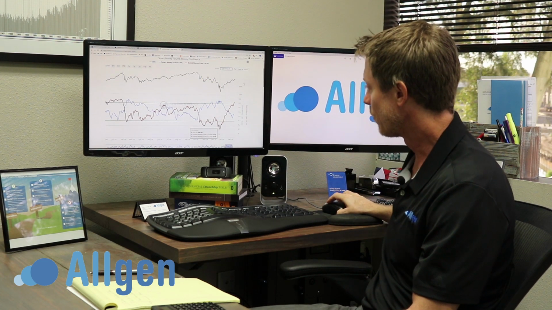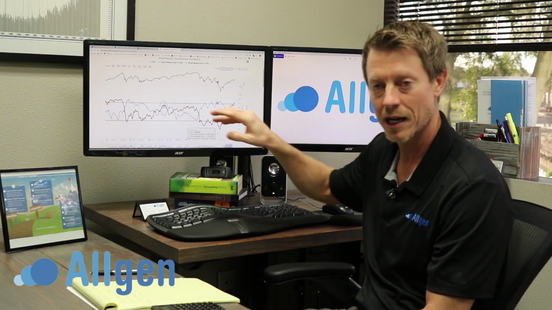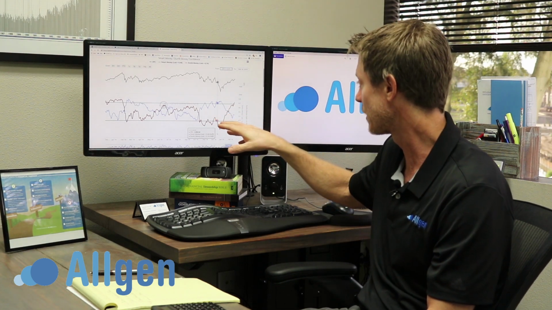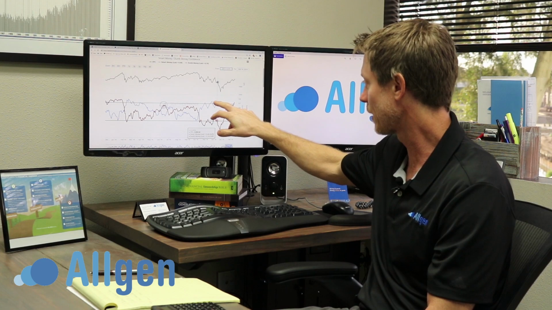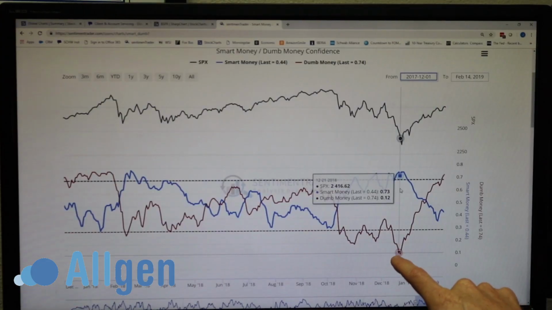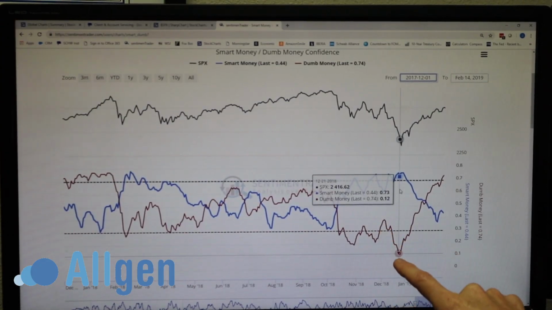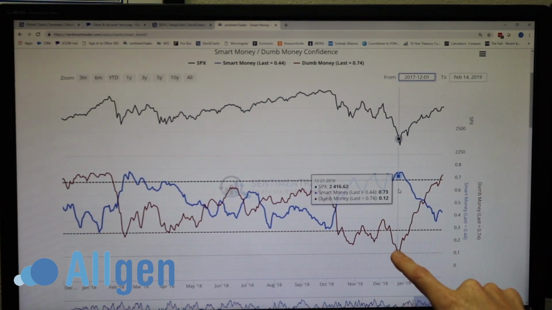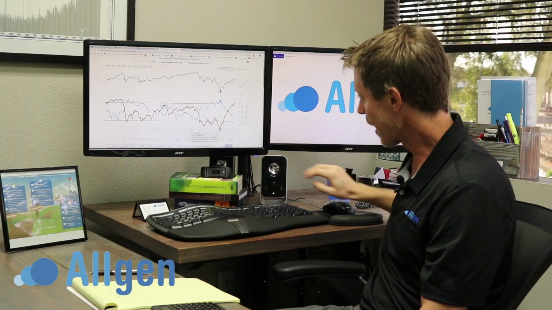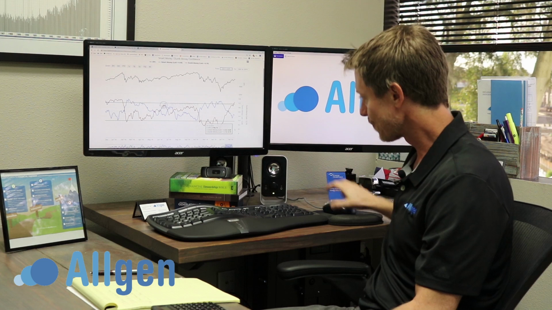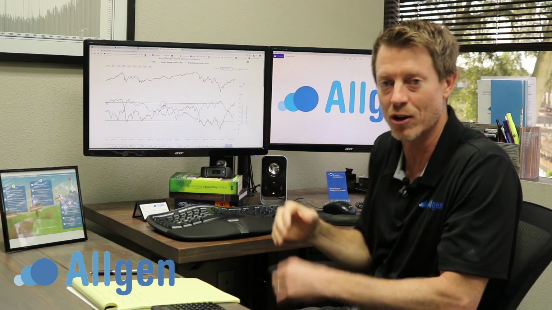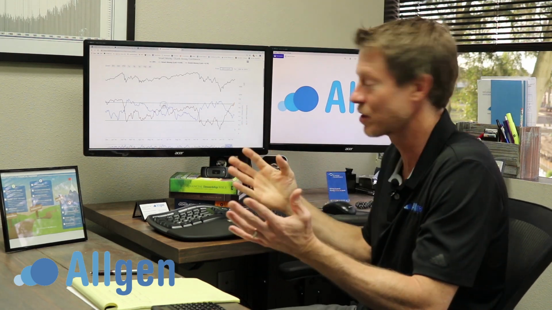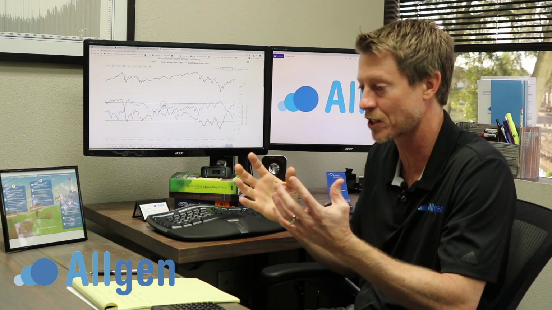In fact, one of the most extreme levels of pessimism last year was on December 24th, Christmas Eve. And coincidentally, the smart money became overly optimistic at that time. So that ended up being a great time to buy, at least for the short term. Now, fast forward to where we are right now, dumb money is once again overly optimistic. So we should be a little bit concerned about that, something that we're watching for.